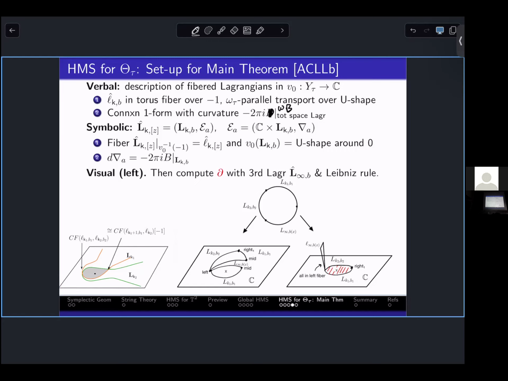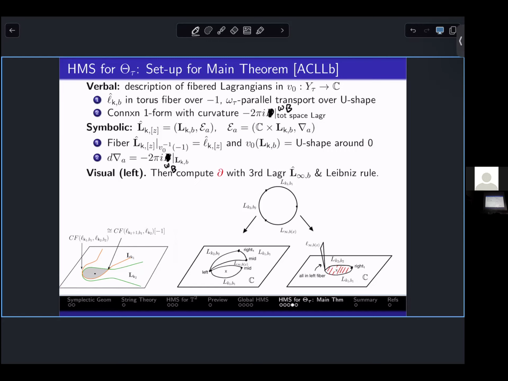Then 1 plus. So this is the curvature in the total space. So your omega_B is something defined on all of Y_tau. You restrict it to your Lagrangian. Yeah, it's part of the symplectic form, and it's mirrored to the B field. I mean, it is the B field. It's mirrored to the B that was the real part of the tau describing the complex structures.